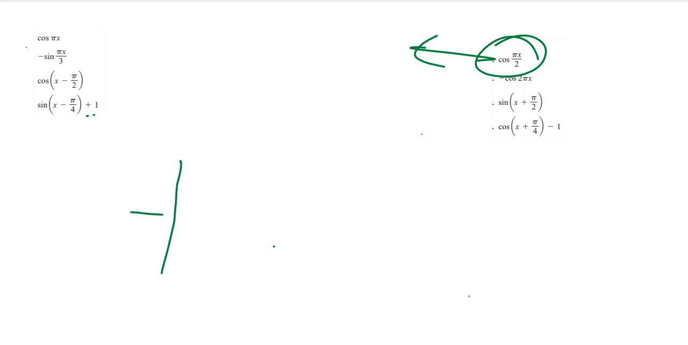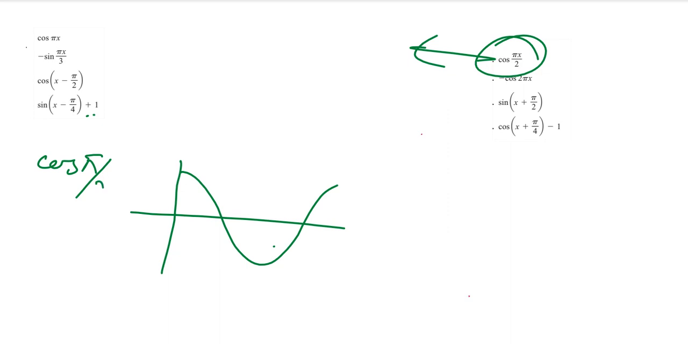So we know about the cos x graph. That's in this form. But over here we need to draw with a period of 4 because the graph is of cos(pi by 2 x). So we'll show the period is 4 and it starts from 0. All right.